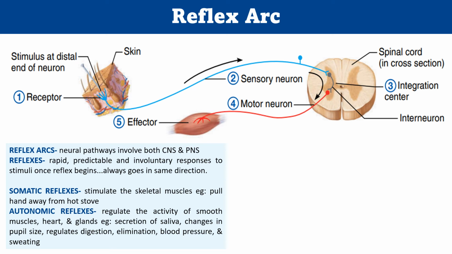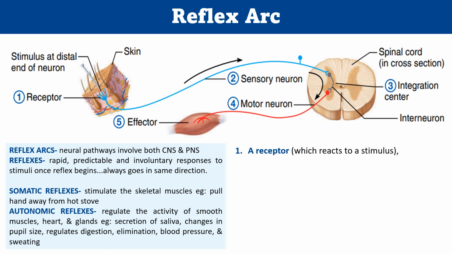Somatic reflexes stimulate the skeletal muscles, for example, pulling your hand away from a hot stove, while autonomic reflexes regulate the activity of smooth muscles like the heart and glands, for example, secretion of saliva, changes in pupil size, and regulation of digestion, elimination, blood pressure, and sweating.